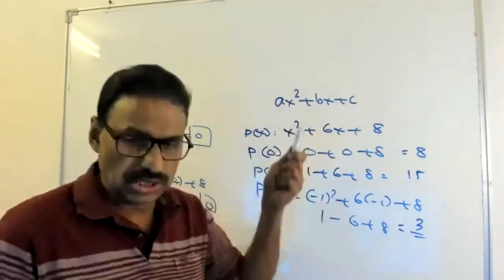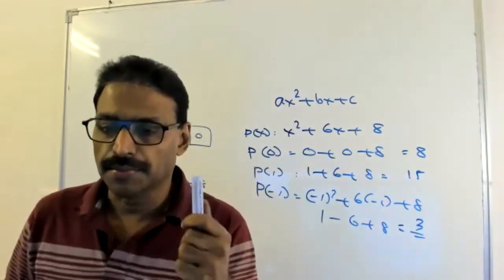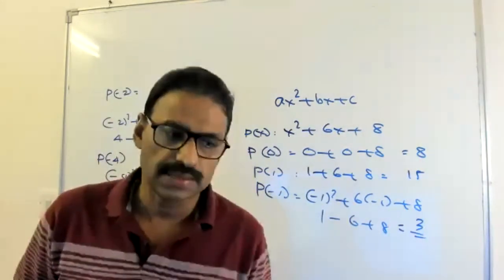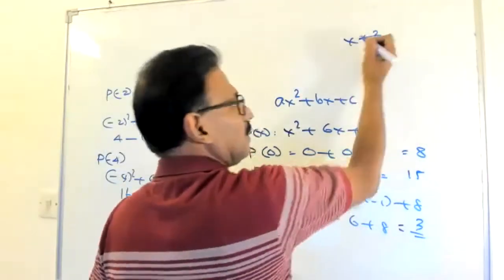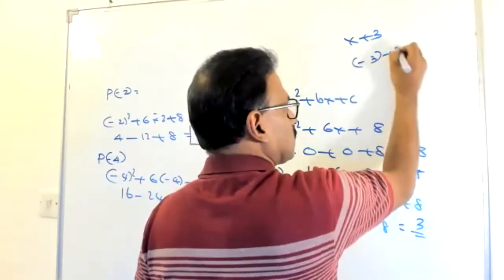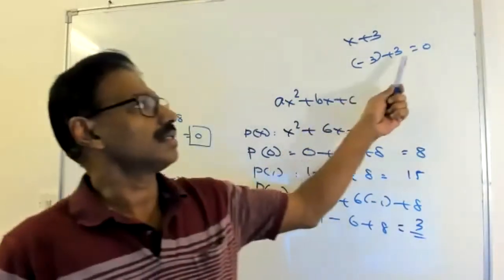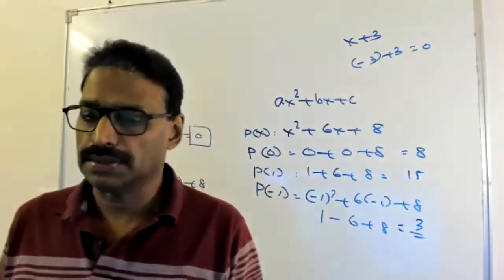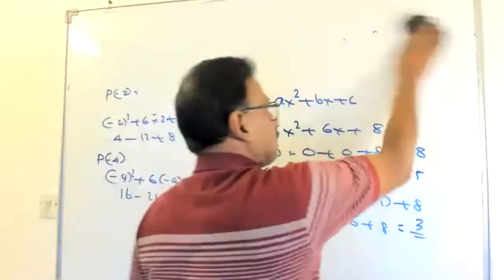Okay. The meaning of zero of the polynomial is that the value becomes 0. One shorter one. Look, x plus 3. If you substitute x equal to -3, -3 plus 3 becomes 0. So we can say -3 is the zero of the polynomial, like that.